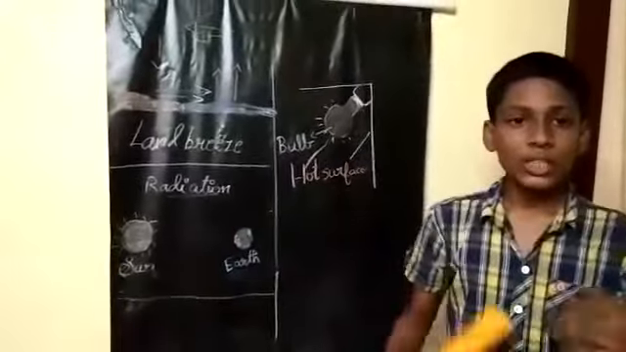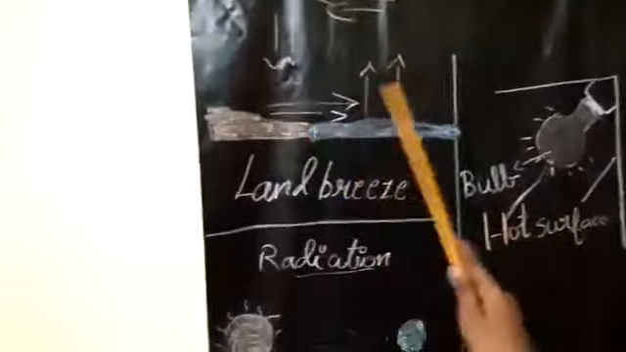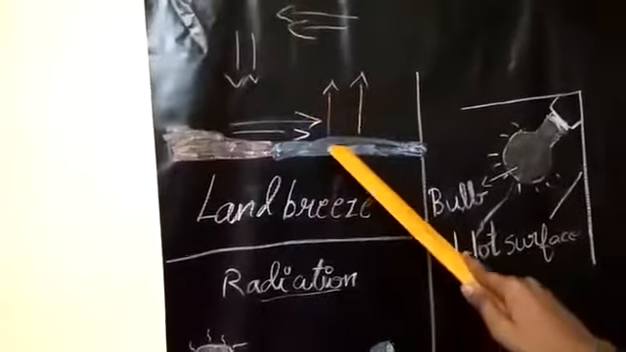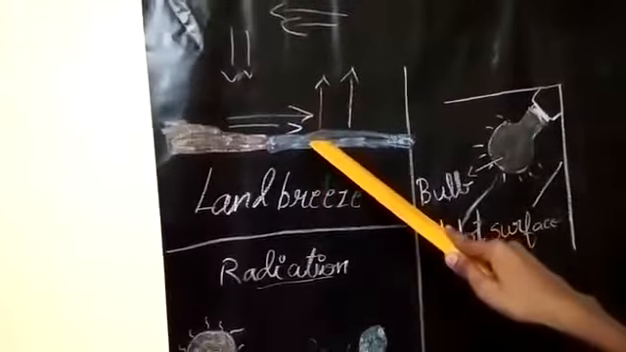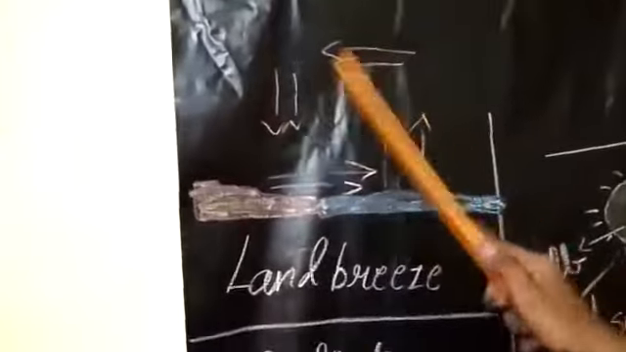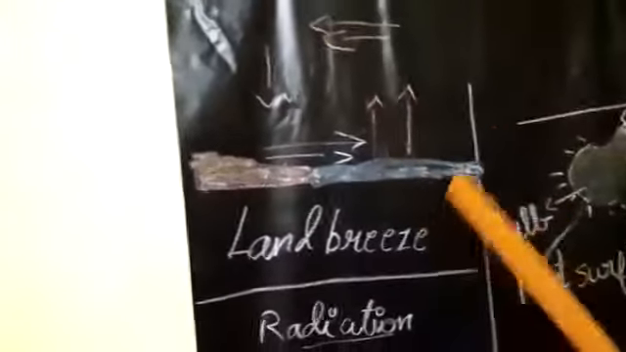Now the second example of radiation is land breeze. The air that moves from the land to the sea is called land breeze. How does it take place? At the night time the air in contact with the sea surface is heated and it has low density and it rises up. And when it is rising, the air at the land comes to replace the air at the sea. It is also a circular method of transfer. It is called land breeze.